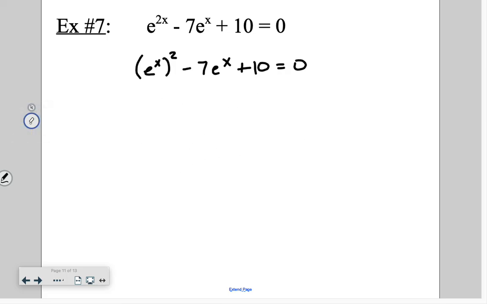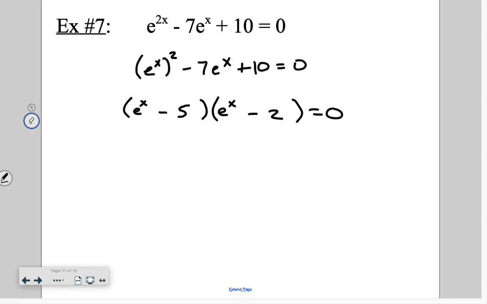So let's actually factor this. Instead of x squared, where we would put x times x, you've got e to the x squared. So we put e to the x and e to the x. And then the rest is just like the regular factoring. What's the rest of the factors going to be? What is it, Cooper? -5, -2. Yep. Those will multiply to 10 and add to -7 to get your middle term.